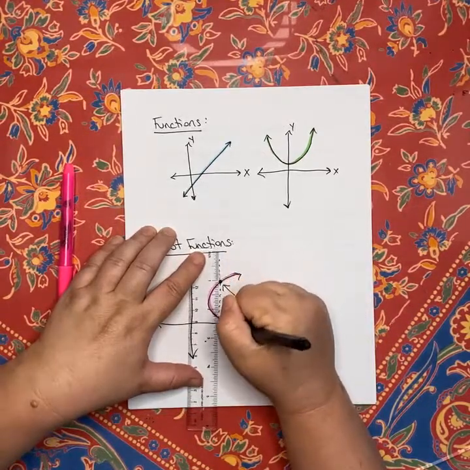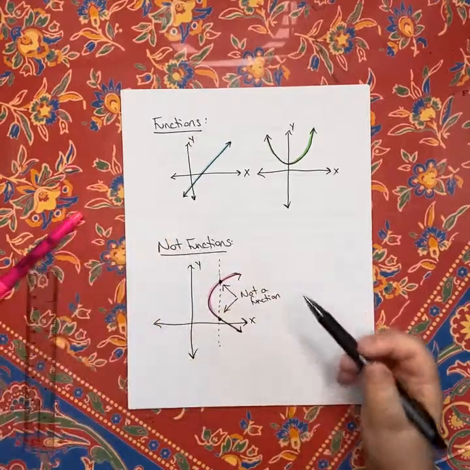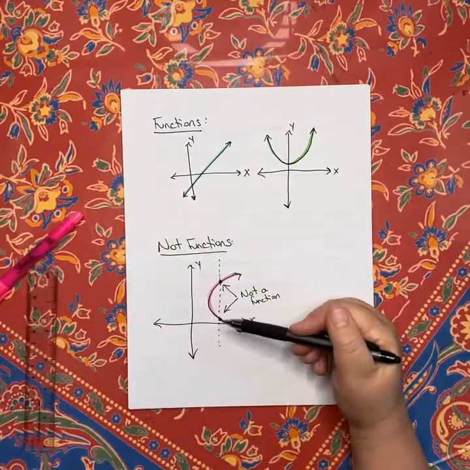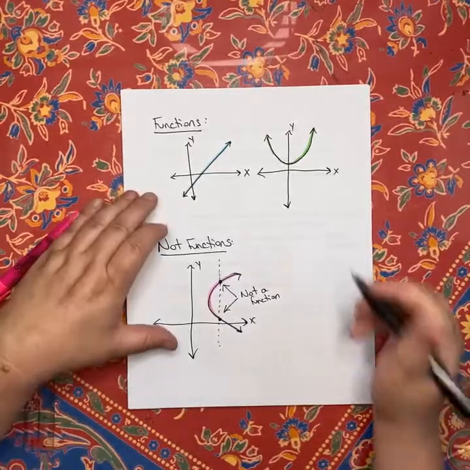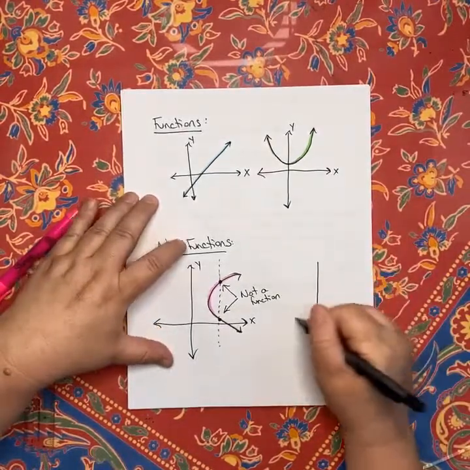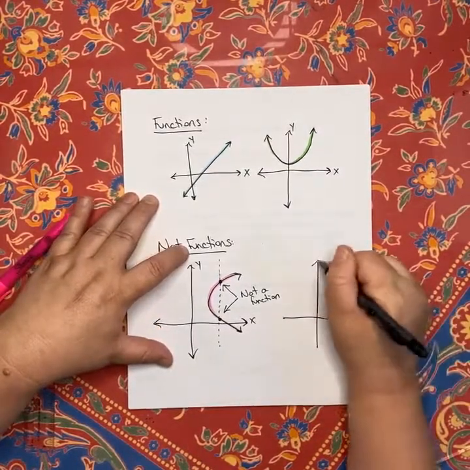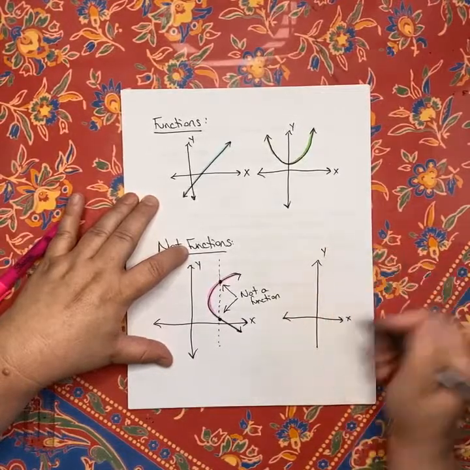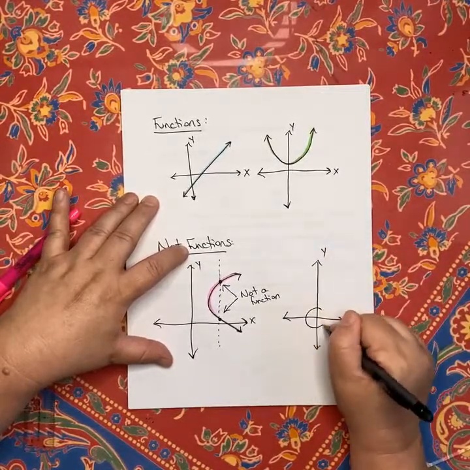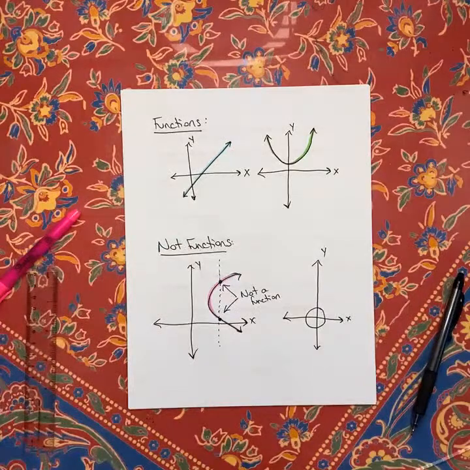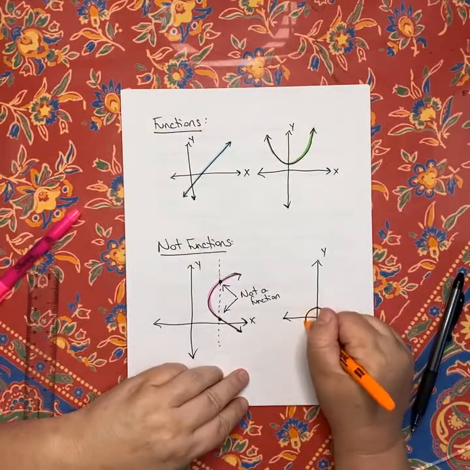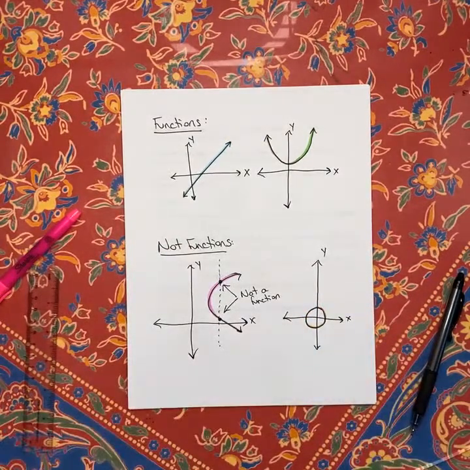If a vertical line going through the graph intersects twice or more, it's not a function. What else is not a function? Well, I've kind of run out of room, so I need to get a really skinny function. How about a cute, oh my gosh, isn't that adorable? Look at that adorable little circle. Oh my goodness. What an adorable little circle.